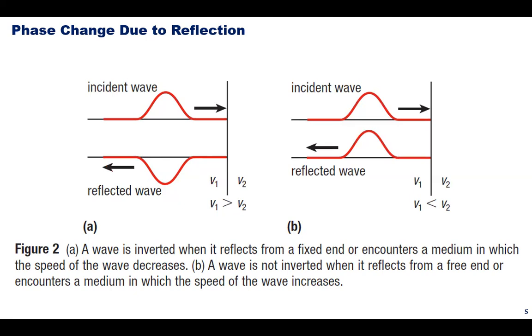On the other hand, if the wave reaches a free end, as shown here in figure 2B, or the boundary of a medium in which its speed will increase, the reflected wave is not inverted. You can see here the phase of the reflected wave is the same as the incident wave. In this case, the reflected wave is not inverted and no phase change occurs.